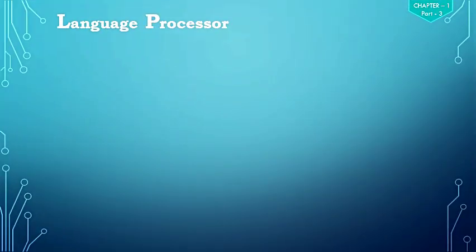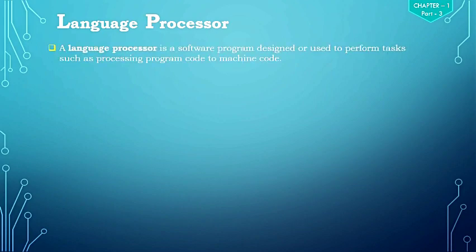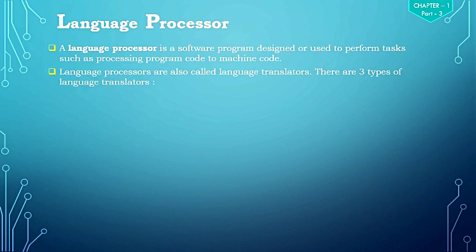That is the second type of system software. Language processor means a language translator. So a language processor is a software program designed or used to perform a task such as processing program code to machine code. Language processors are also called language translators. That means it is used to translate one language into another language.